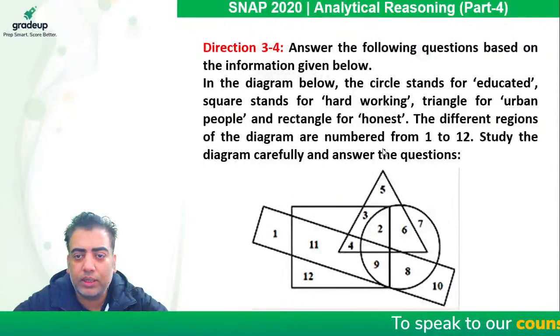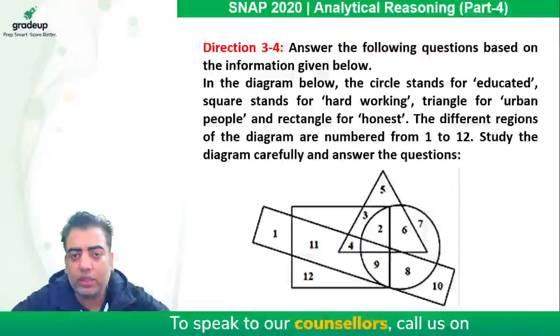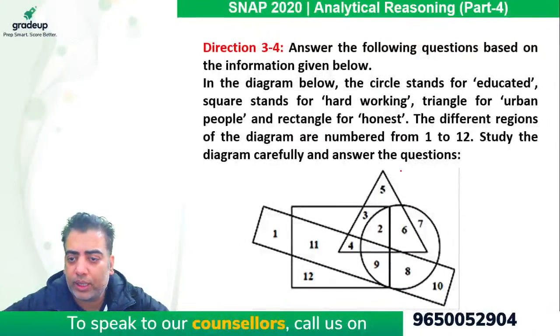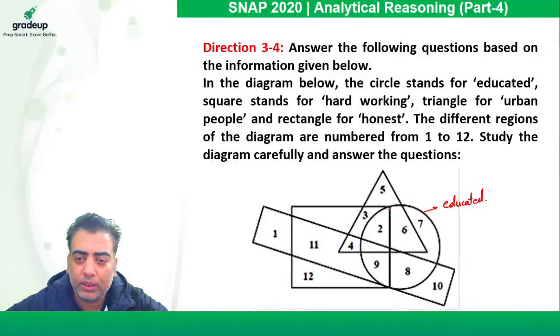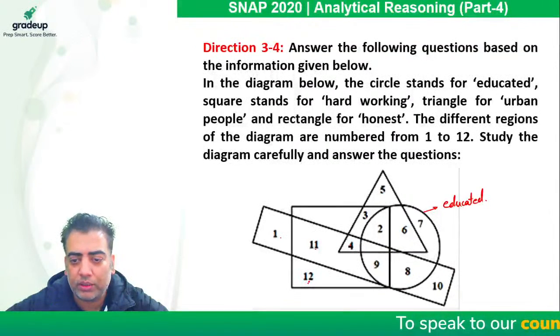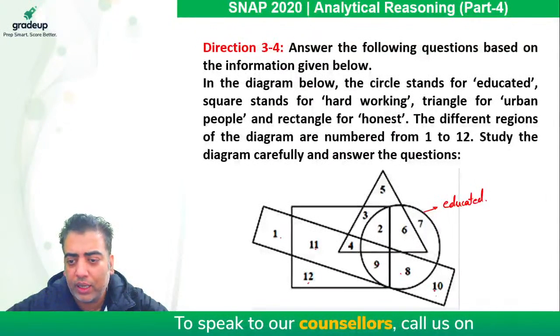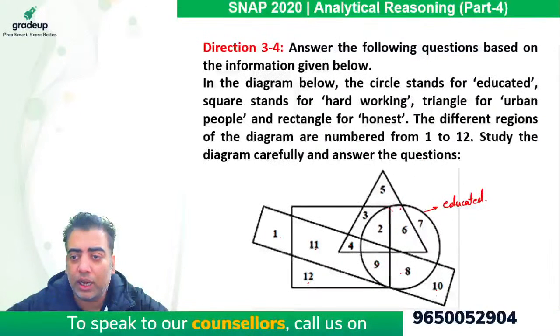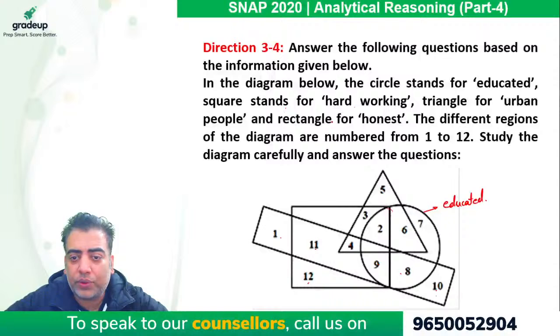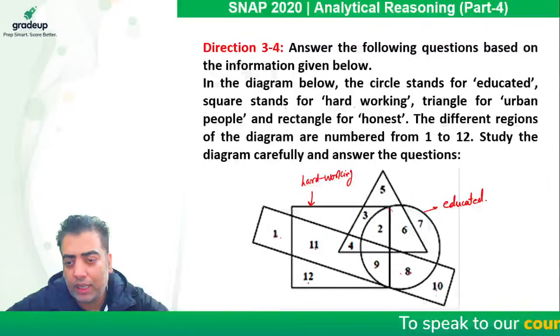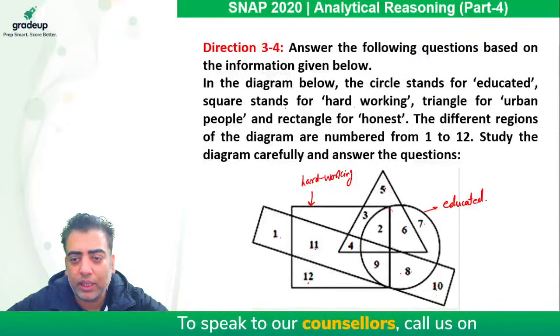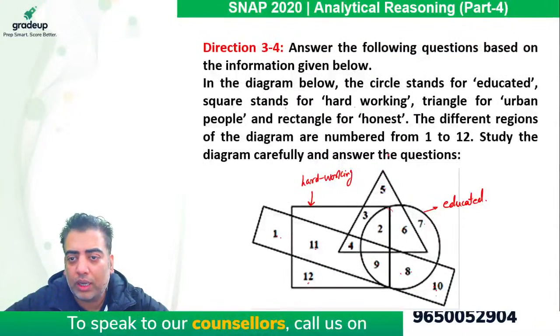Okay, so let's observe this. In the diagram below, the circle stands for educated. So this is educated. So all outside this circle are going to be uneducated, which includes 5, 3, 4, 11, 1, 12, 9, 8, and 10. Not 9, 8, and 10. All outside the circle are going to be uneducated. Square stands for hardworking. All outside the square are going to be non-hardworking, which will be 1, then 8, 10, 6, 7, and 5. All these regions are not hardworking.